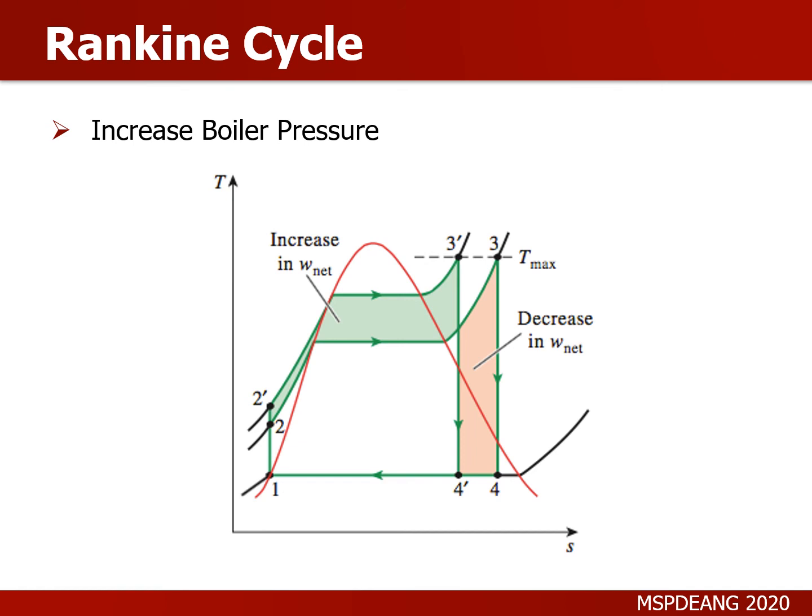Okay, pero the net effect of this should still be an increase in the network and an increase in the efficiency of our cycle. So again, to increase the thermal efficiency, you can decrease the pressure of your condenser, you can increase the temperature of your boiler, or you can increase the pressure of your boiler as well. So these are three ways for us to increase the thermal efficiency of our cycle.